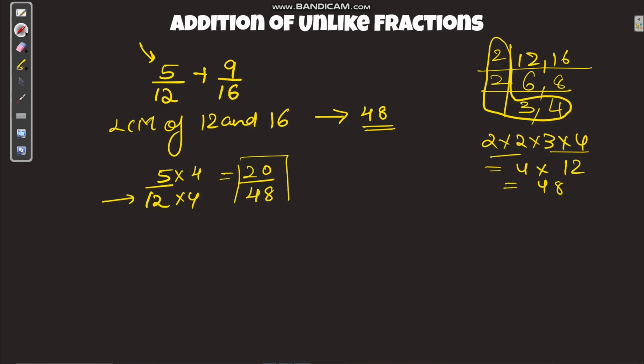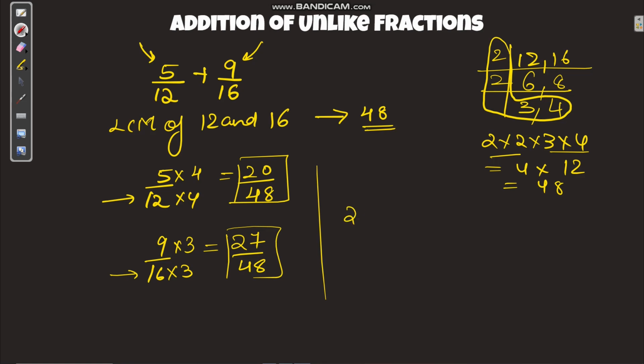That's my first fraction now. Let's take the second fraction, that is 9 by 16. So I'll take 9 upon 16. Let's convert this 16 to my LCM, that is 48. That is into 3, so 16 into 3 and 9 into 3 is 27 upon 48. Now that's my second fraction. Now I'll add both the fractions, that is 20 upon 48 plus 27 upon 48.